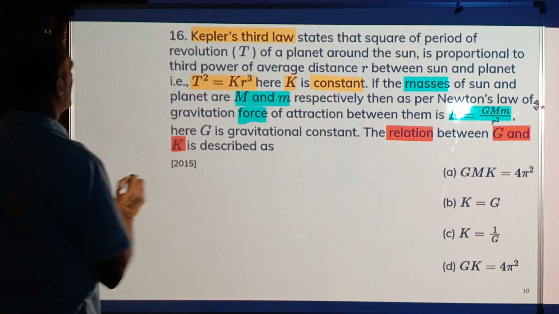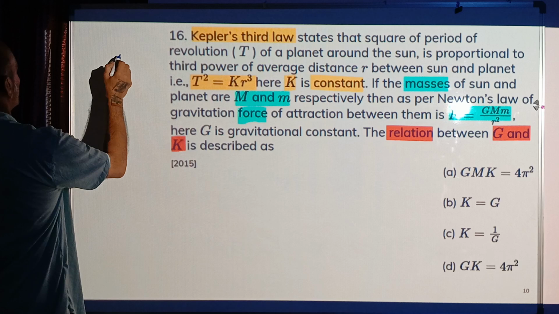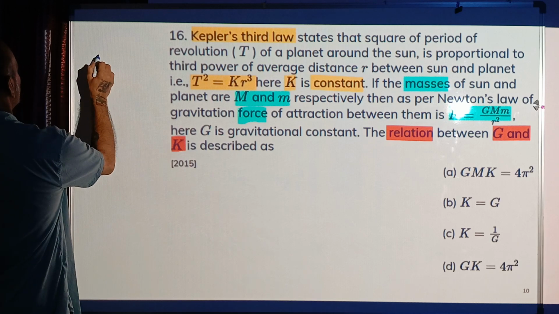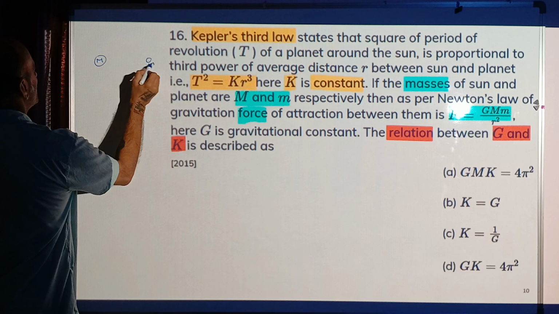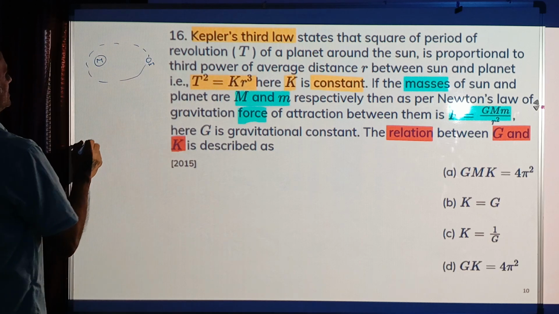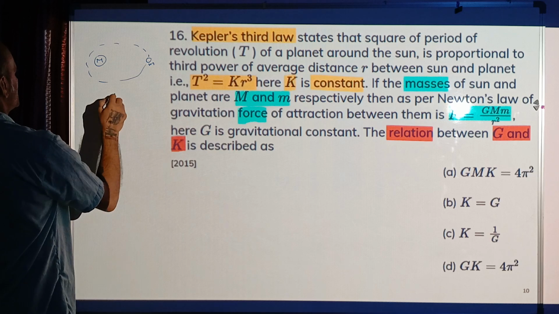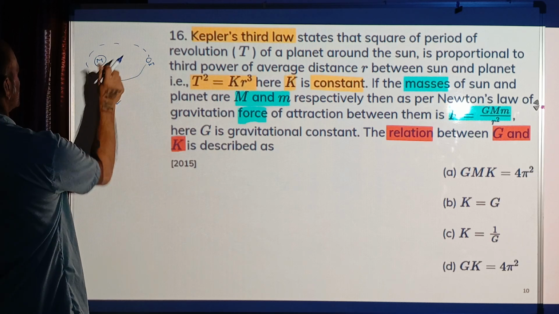So the time period, let me consider the case of circular orbit. In general, the mass is here, and this planet M can go in an elliptical path. A circle is a special form of ellipse. The special case of an ellipse is a circle where the two foci will meet.